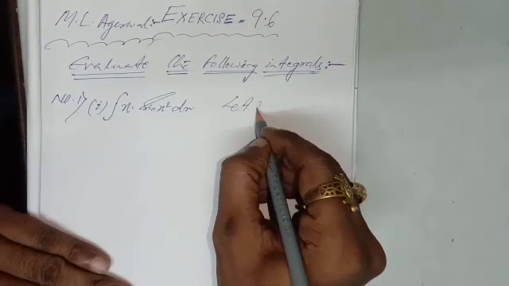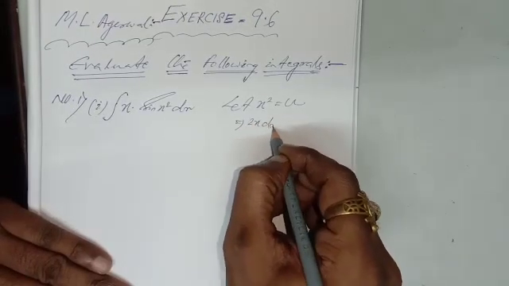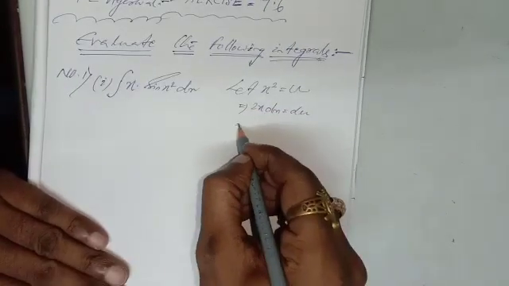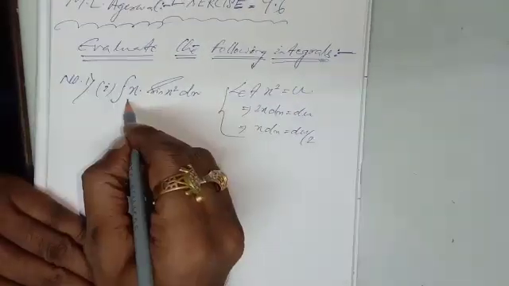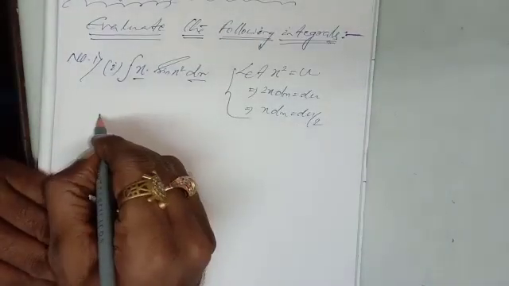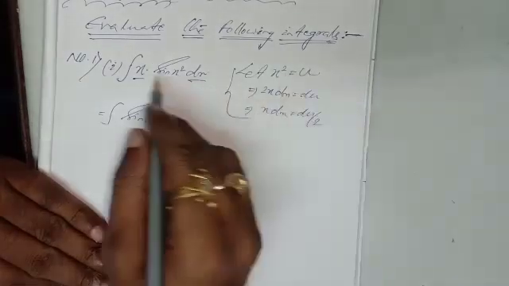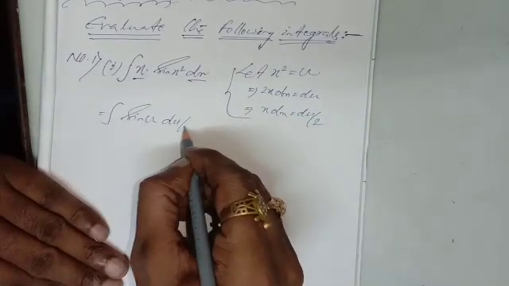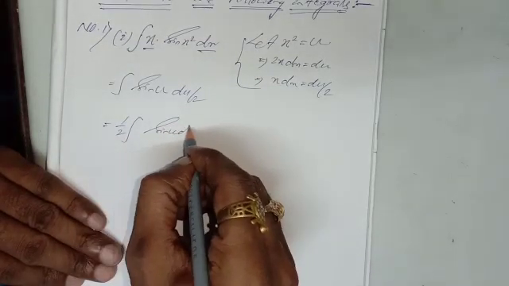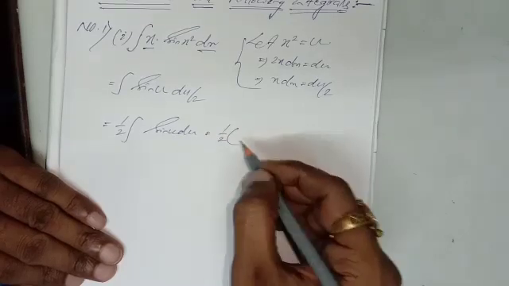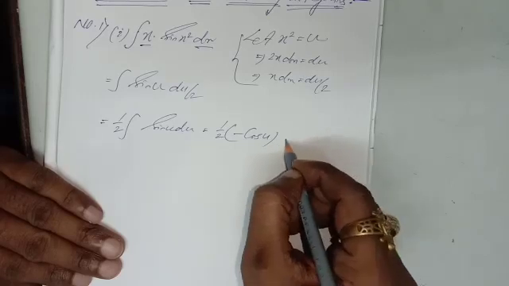Let x square is equal to u. Differentiating both sides, this will be 2x dx is equal to du. That means x dx will be du by 2. That means this is sine u, replacing x square as u and x dx as du by 2. 1 by 2, take it outside. Integration sine u du. 1 by 2, what is the integration of sine u? That is minus cos u plus c.